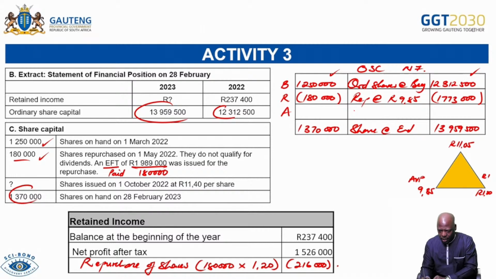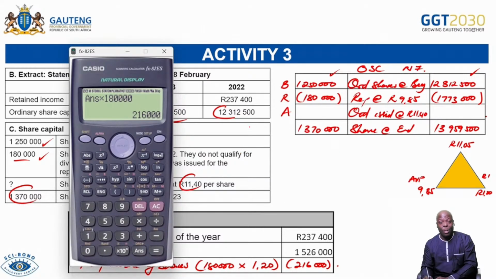And then I can get this question mark here. I'm told that there are ordinary shares that were issued at what price? At 11 rand 40. Let's know. Can we get that figure? We can. Calculators, are you ready? Mine is ready. Let's do it together.